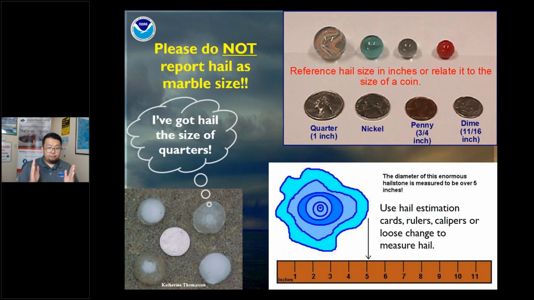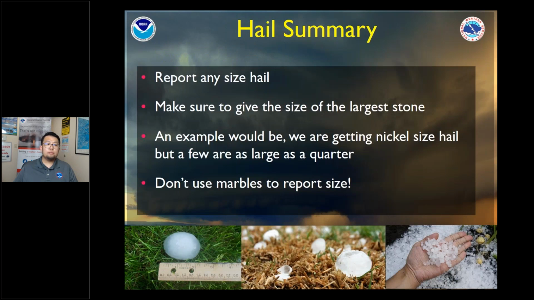If you've got a ruler, again, best case scenario, take out a ruler, measure it, get a nice measurement in there, and snap a picture. Once it's safe, once it stops hailing and falling from the sky, give us a picture and send us that report. Again, I want to reiterate, report any hail size, get a picture and measure the largest hailstone that you can find. A good example would be saying, hey, we're getting nickel-sized hail, but there's a few that are a little bit bigger, maybe about the size of a quarter. Again, don't use marbles to report hail.